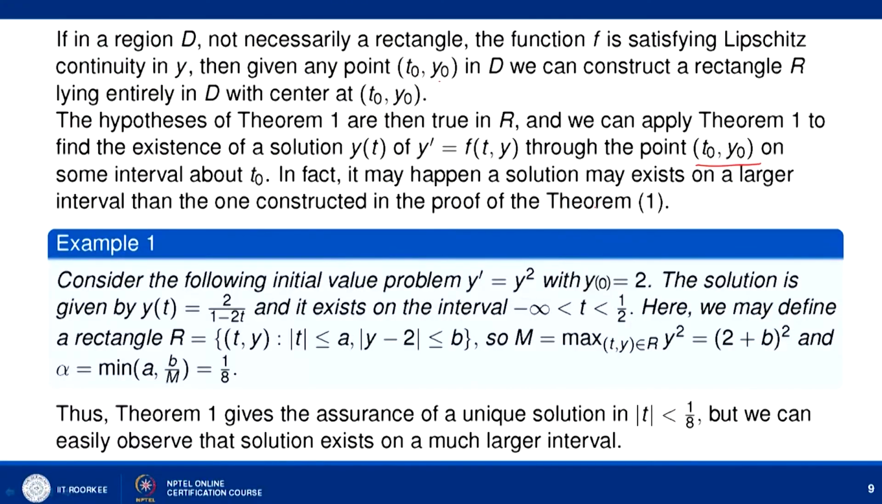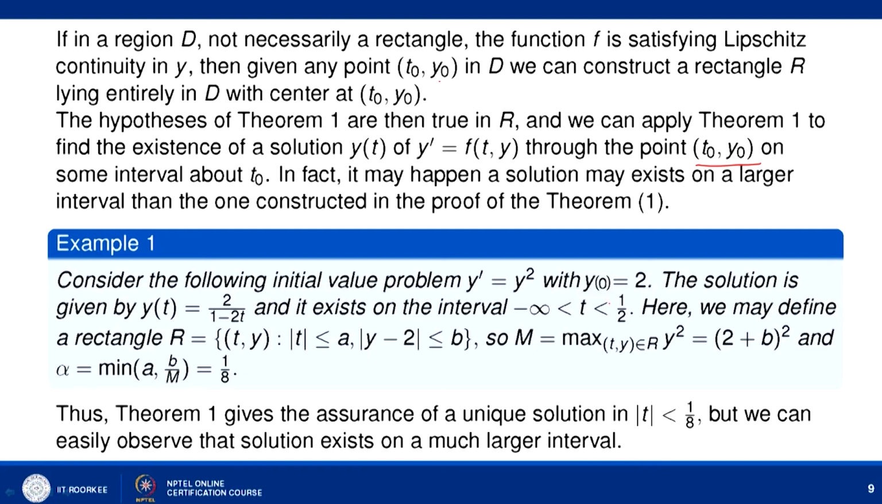So, it may happen that actually the solution exists in a larger interval, but your theorem gives only the small interval in which the solution exists. So, let us consider the next example where we can point out this problem. If you look at this, consider the following initial value problem: y dash equal to y square with y(0) equal to 2.